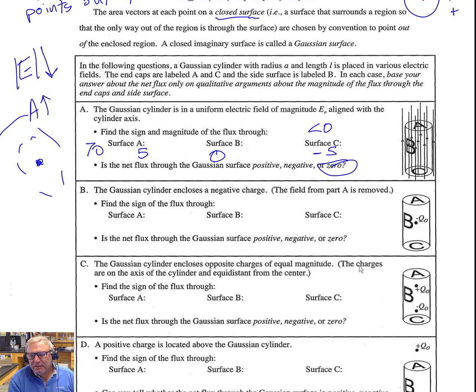Okay, so here the lines cross all the surfaces, and they only go in, right? You don't see any line going out. So this is less than 0, and it said just find the sign, so that's easy. We don't even need the magnitude, because if they're all negative, then the sum has to be negative.